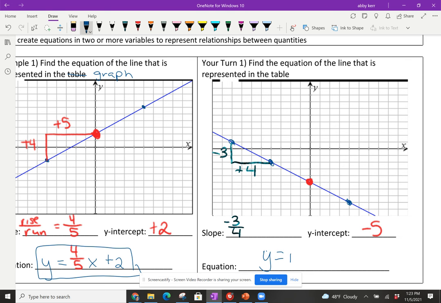Now, once again, the only form we know is slope-intercept form, y equals mx plus b. I'm going to replace the m with my slope, negative 3 over 4. And I'm going to replace my b with minus 5.